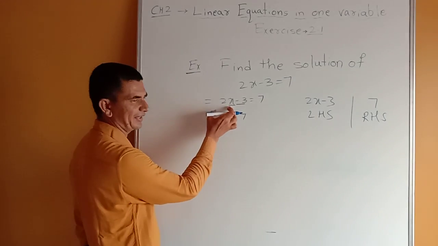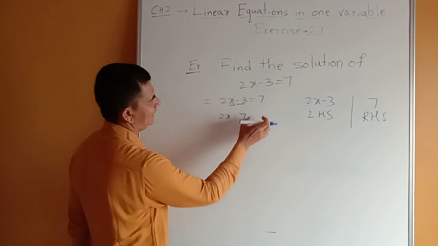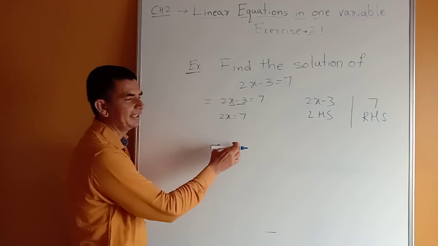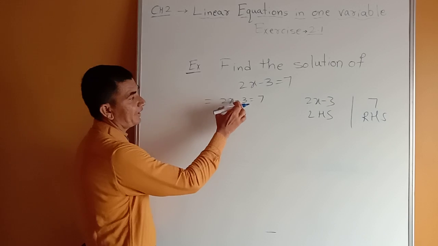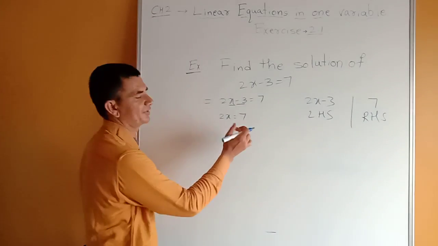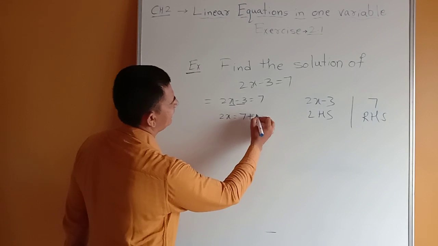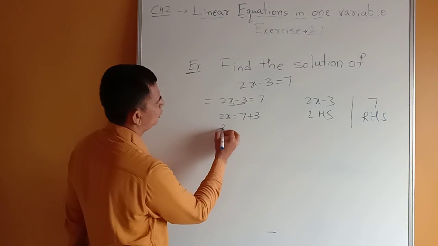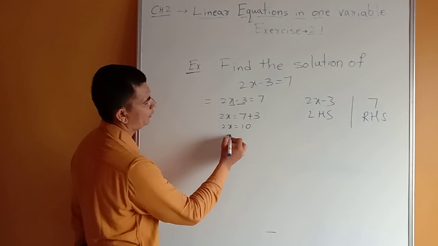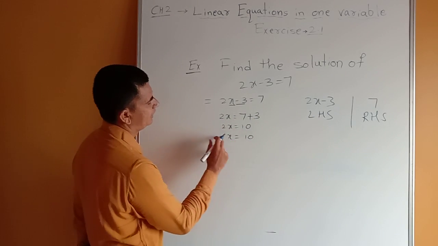We need a value of x here. So 7 is there. If the minus 3 goes to the right hand side, then the sign will change. If it is minus, it becomes plus 3. Now 2x is equal to 7 plus 3, we got here 10. Now x is equal to 10.